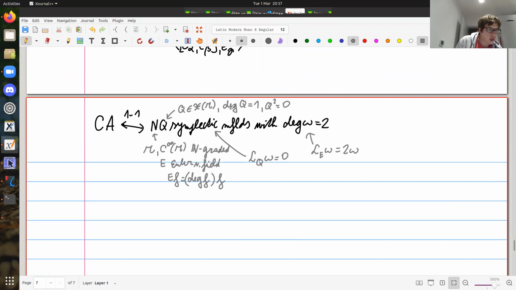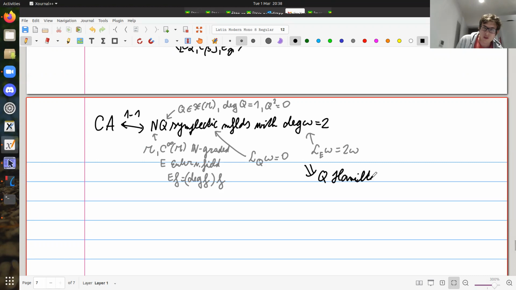And one great thing about these graded symplectic manifolds is that all closed differential forms of non-zero degree are actually exact. So in particular, in this framework, you can give a neat proof that this Q is actually Hamiltonian. So this Q is always Hamiltonian in this framework.